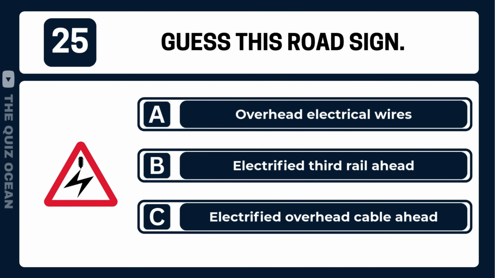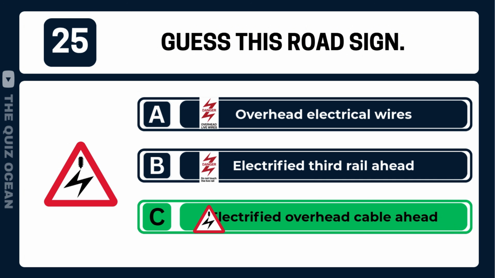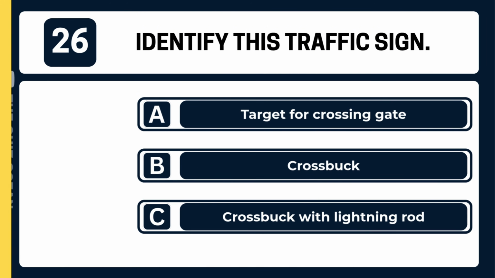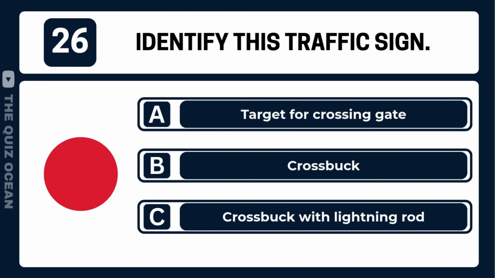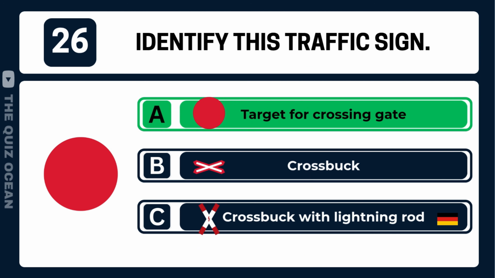Guess this road sign. The answer is C, electrified overhead cable ahead. Identify this traffic sign. The answer is A, target for crossing gate.